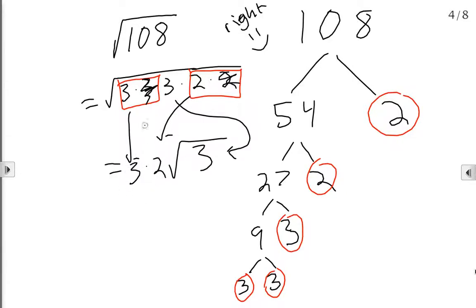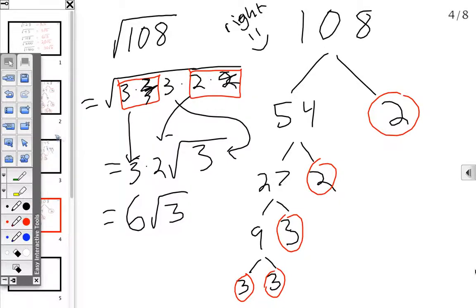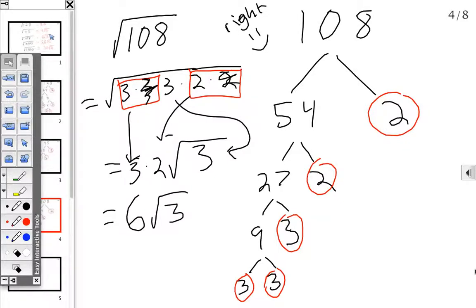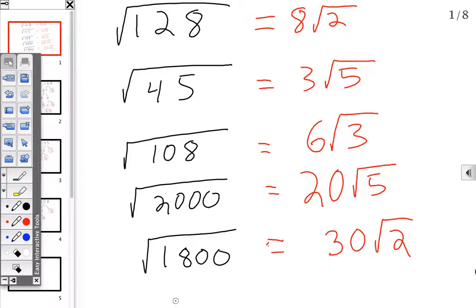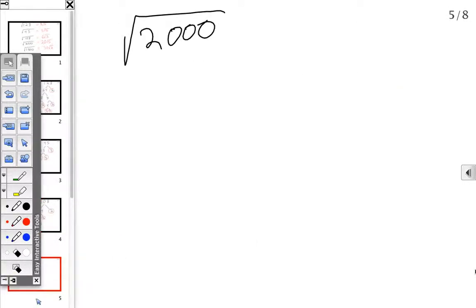And then don't forget, this all means multiplication. So when you write them on the outside, it's a 3 times a 2. So 6 square root 3 is the result. Let me just double check and make sure that the key at the beginning is correct before we move on. Hit pause if you want to copy any of this down or think. Yeah, 6 square root 3, cool.